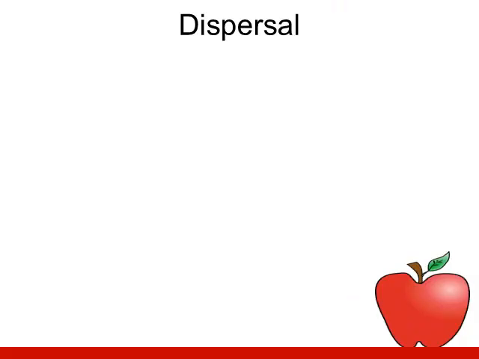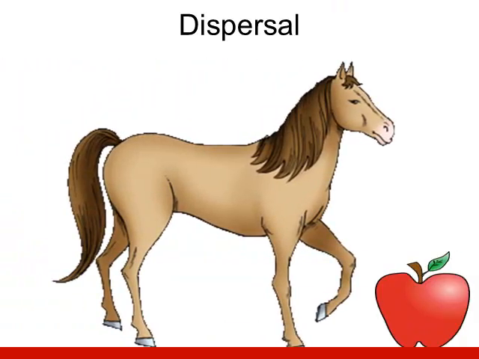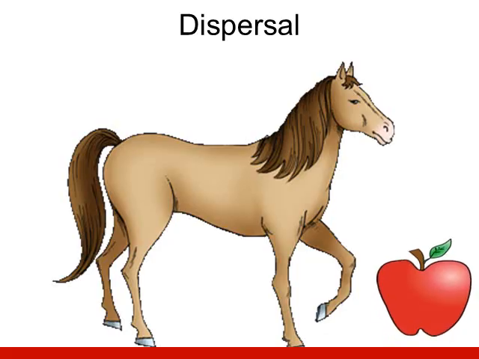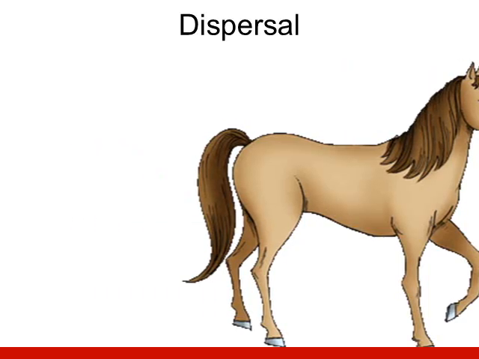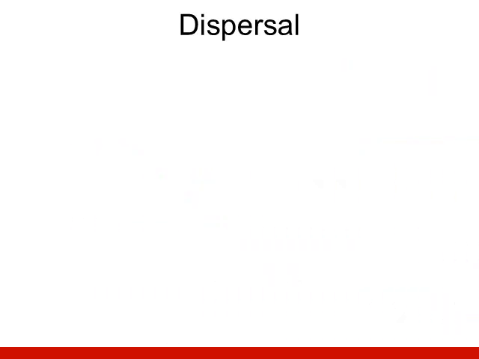When we follow the apple, it just landed on the ground, and the title is called dispersal because those seeds are going to be dispersed. Here comes our horse, and the horse is going to eat the apple, and I think we know what's going to happen in a little bit. Well, first of all, the horse is going to gallop away. Let's go find that horse.